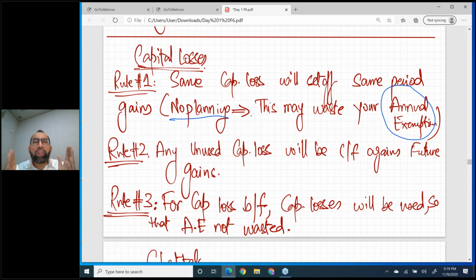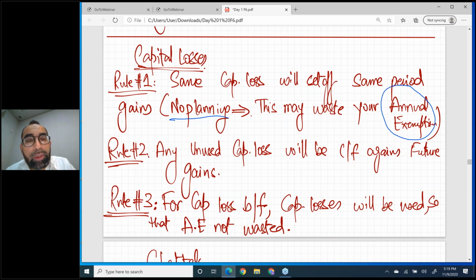Still you have unused capital loss of 20,000. Now, what you will do with this unused capital loss, you will carry it forward for future, but strictly unused capital losses will set off future gains only, no other incomes, only gains, right?